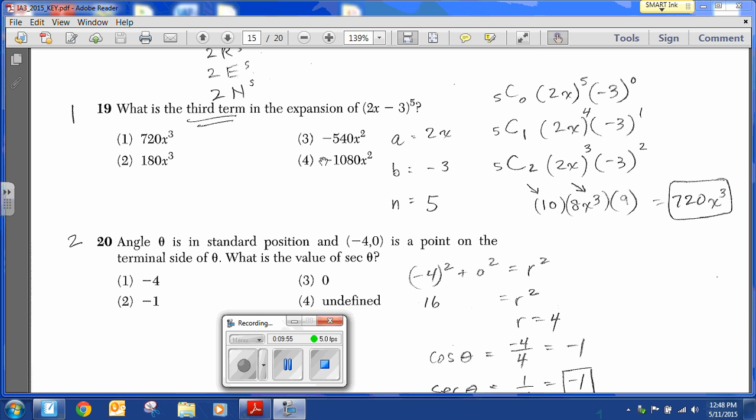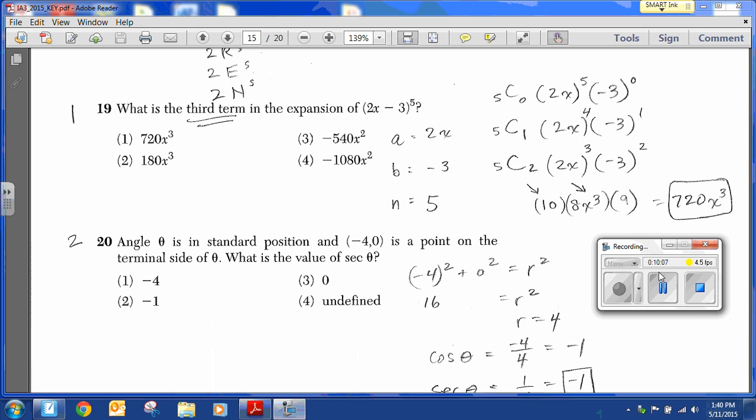Number 19, what is the third term in the expansion 2x minus 3 to the fifth power? Well, you want to use the binomial theorem, which is on the reference sheet. And once you follow the pattern, the third term, once you expand this out, according to the binomial theorem, you end up with 5 choose 2, 2x cubed times negative 3 squared. You end up with 10 times 8x cubed times 9 equals 720x cubed.